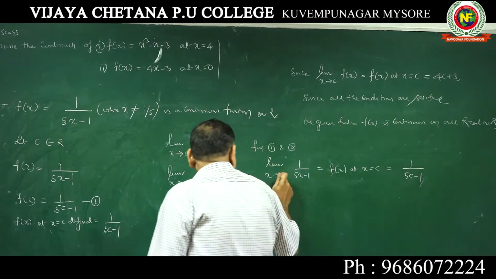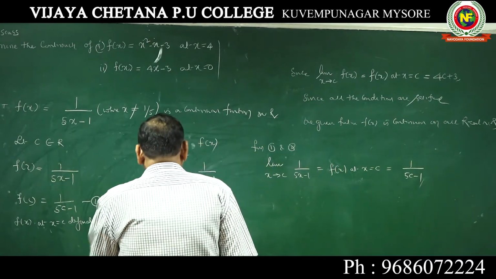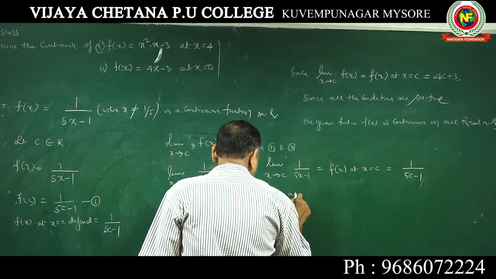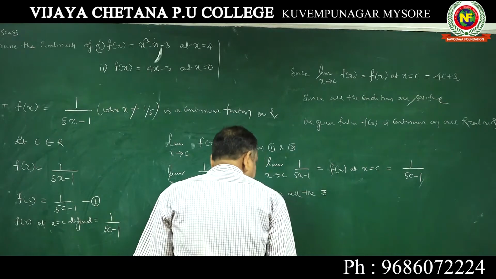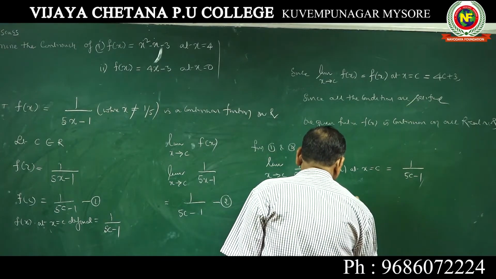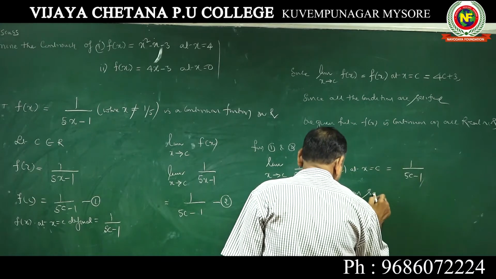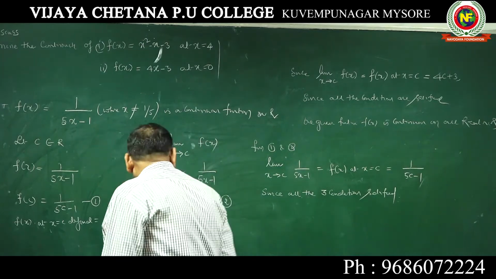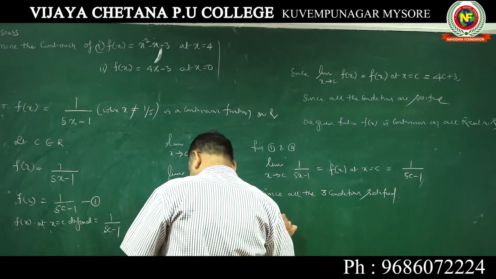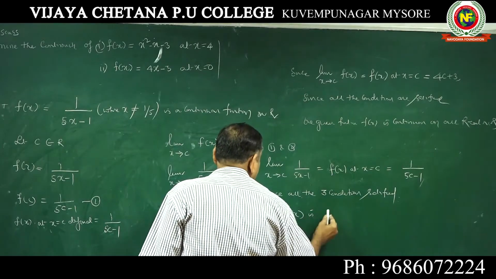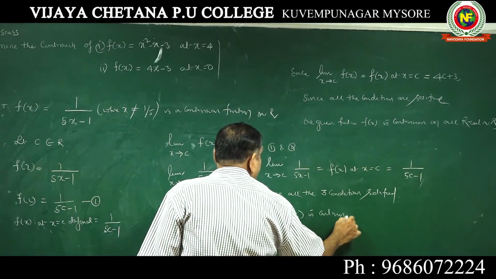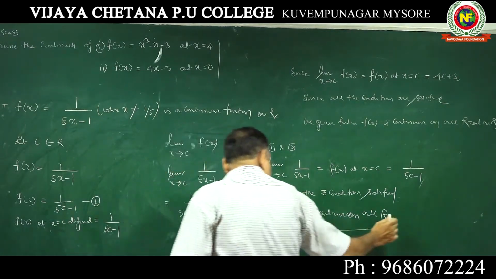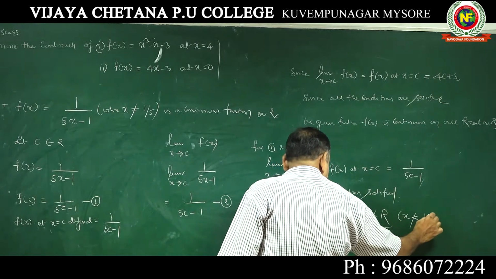The third condition is that this limit should be equal to the function value. Since all the three conditions are satisfied, the given function f of x is continuous on all R except x is not equal to 1 by 5.